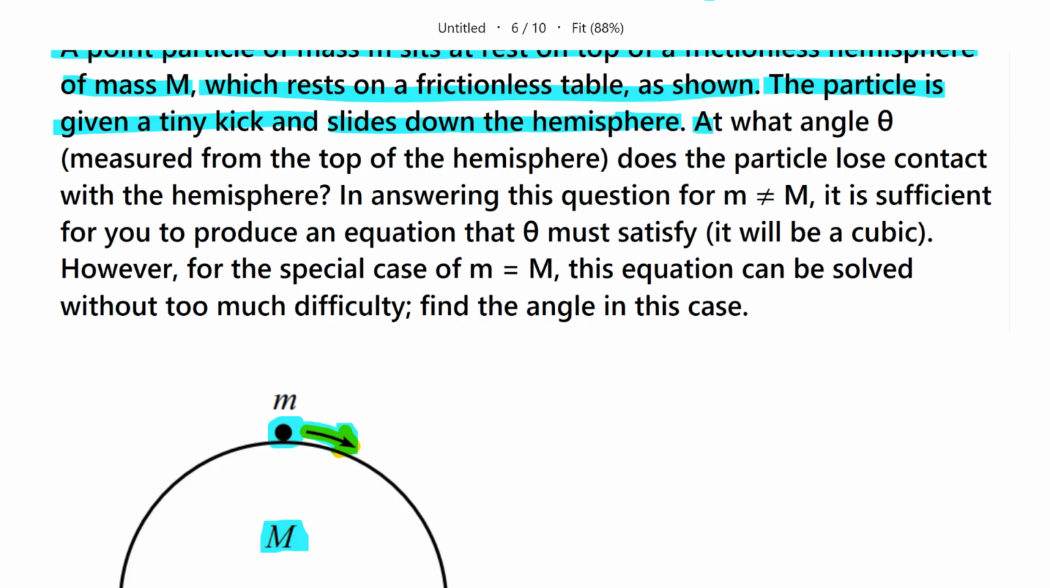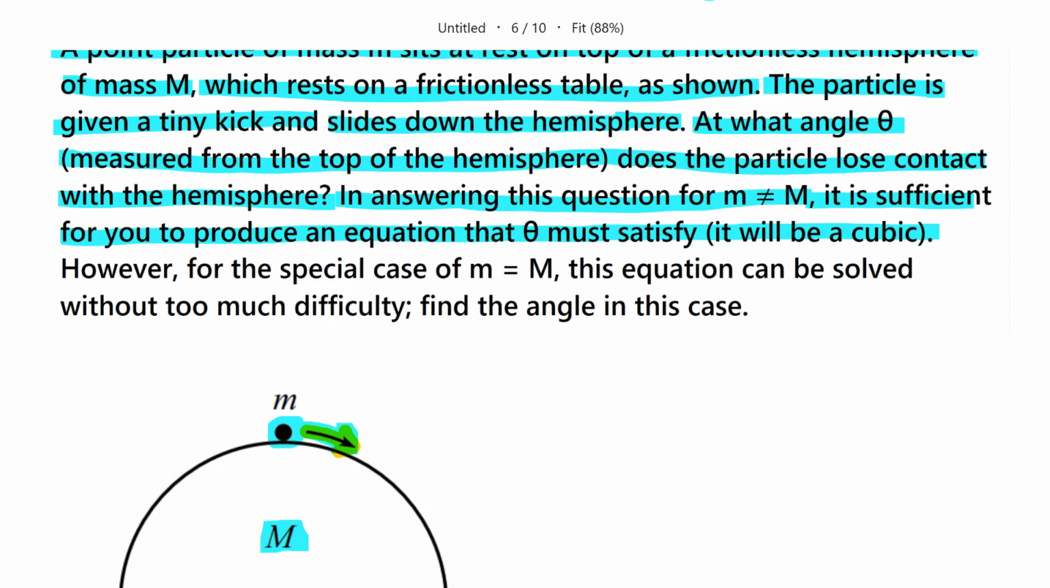So the question says, at what angle theta measured from the top of the hemisphere does the particle lose contact with the hemisphere? So we have to find the angle at which this small mass m will lose contact with the hemisphere. Now we have to assume, in answering this question, that small m is not equal to capital M, and it is sufficient for you to produce an equation that theta must satisfy. It will be a cubic equation.